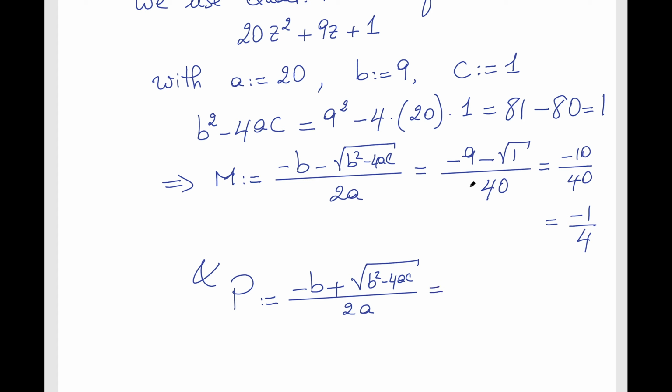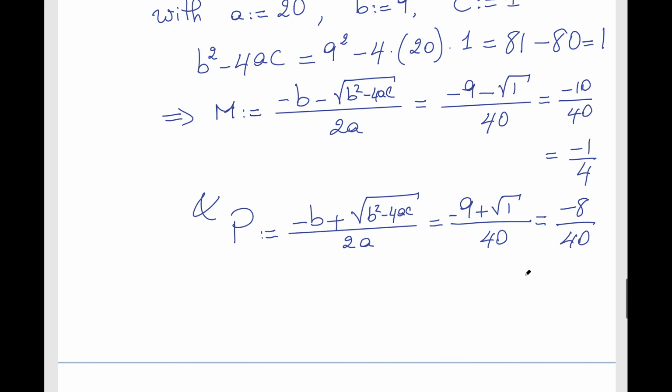Okay, the only change is that this guy is going to turn into a plus. So negative 9 plus the square root of 1 divided by 40. One more time, square root of 1 is 1, minus 8 upstairs divided by 40 is minus 8 upstairs because minus 9 plus 1 is minus 8. And this is negative 1 over 5, right?